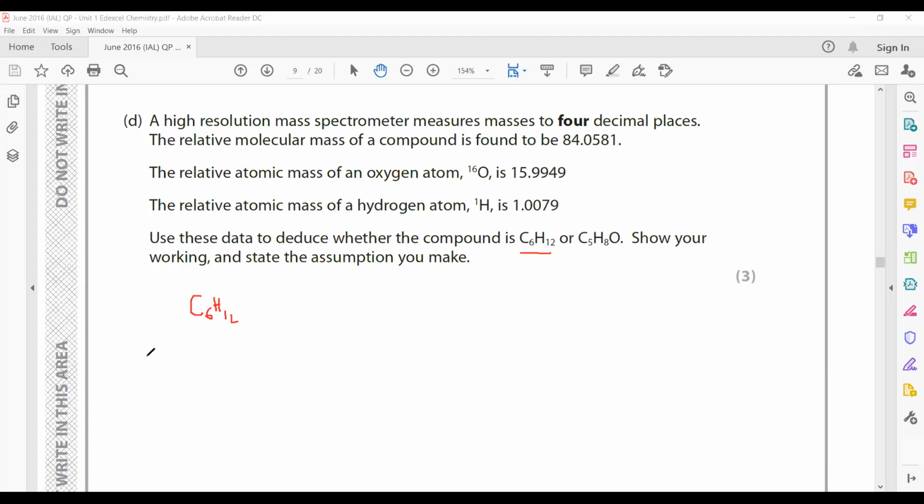So this will be 6 multiplied by 12 plus hydrogen mass 1.0079 multiplied by 12. Here 6 atoms of carbon are there, and we multiply by the mass of one carbon, which is 12, plus 1.0079 multiplied by the number of hydrogens, 12. And same way for C5H8O, that will be 5 multiplied by 12 plus hydrogen 1.0079 multiplied by 8. Not exactly 1, because it is given that the accurate value for hydrogen is 1.0079. And for oxygen, there is only 1 oxygen, with a mass of 15.9949.